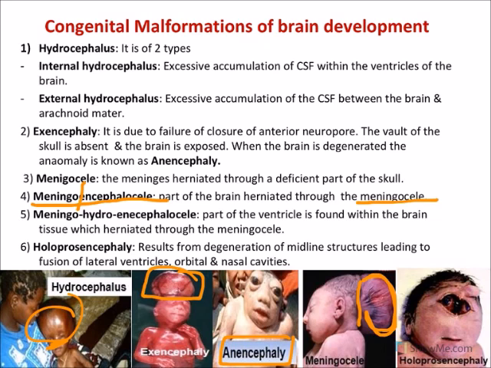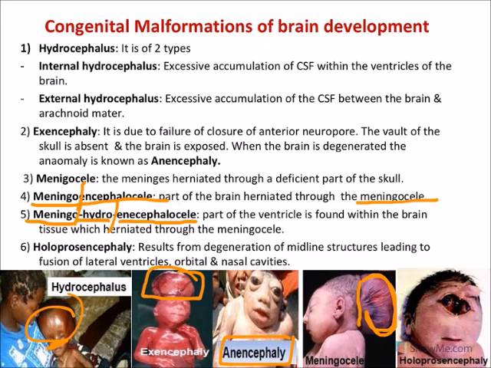More dangerous than this, we have something called meningiohydroencephalocele. So meningio means protrusion of a sac of meninges with the cerebrospinal fluid, and encephalocele means protrusion of part of the brain. And you know that inside the brain, we have the lateral ventricle. So if part of the lateral ventricle is also protruded inside the sac with the brain tissue, this is called meningiohydroencephalocele.